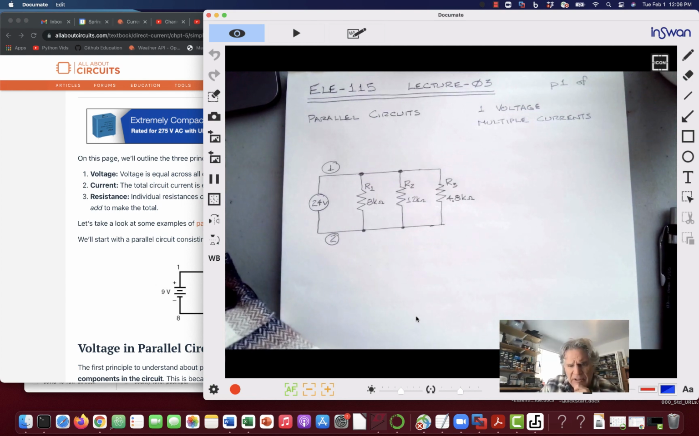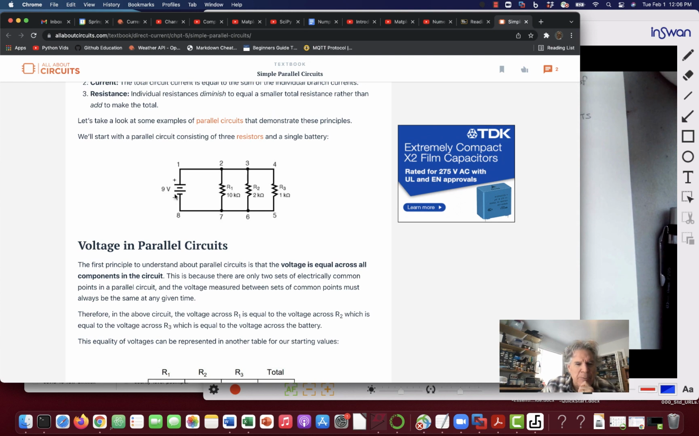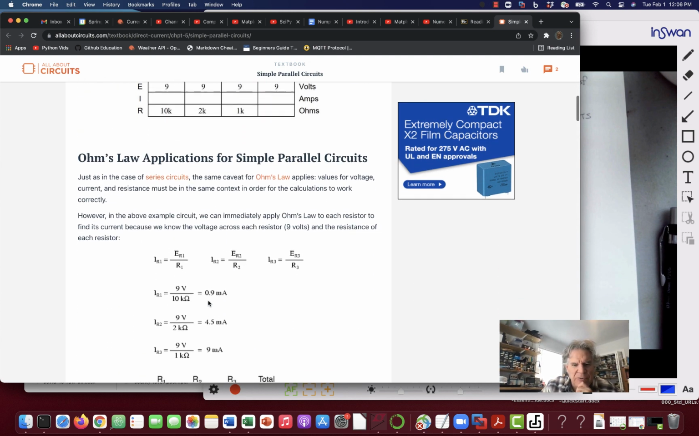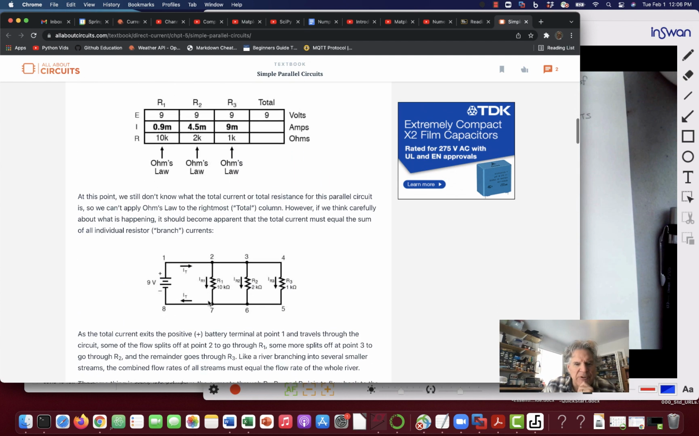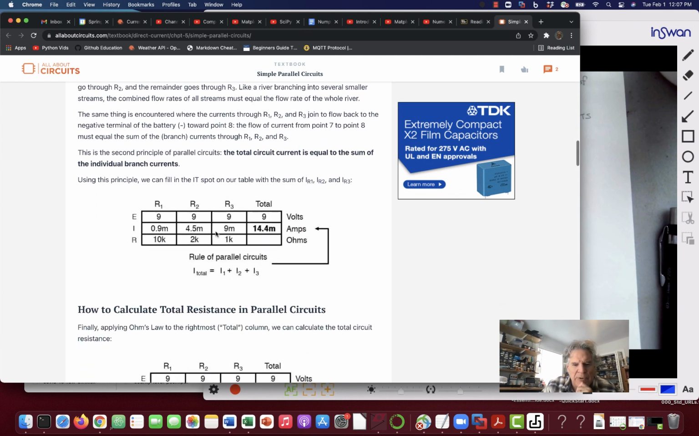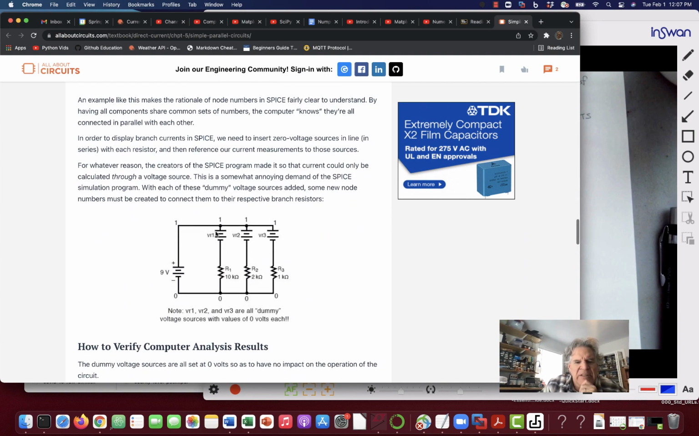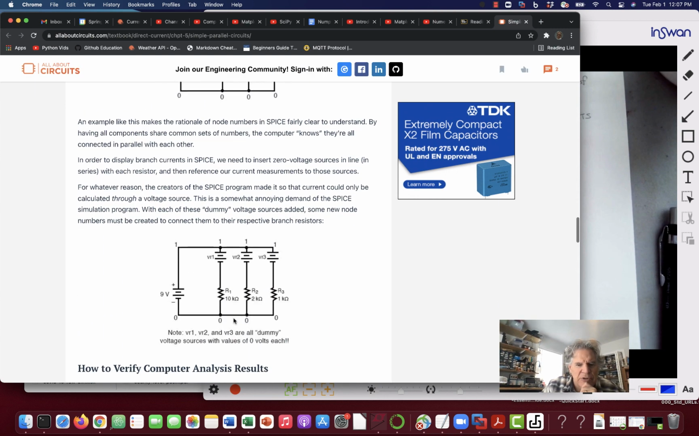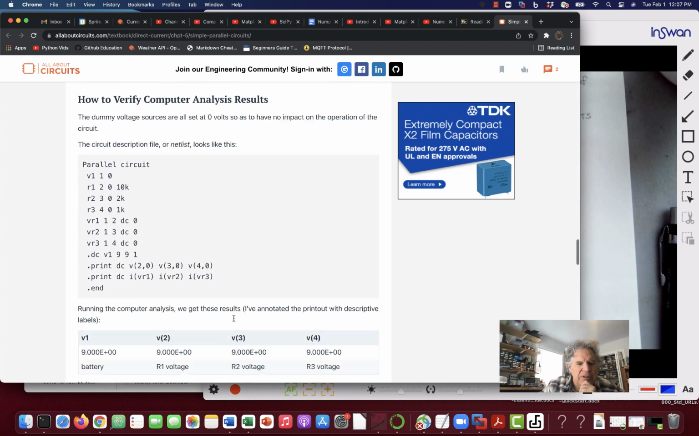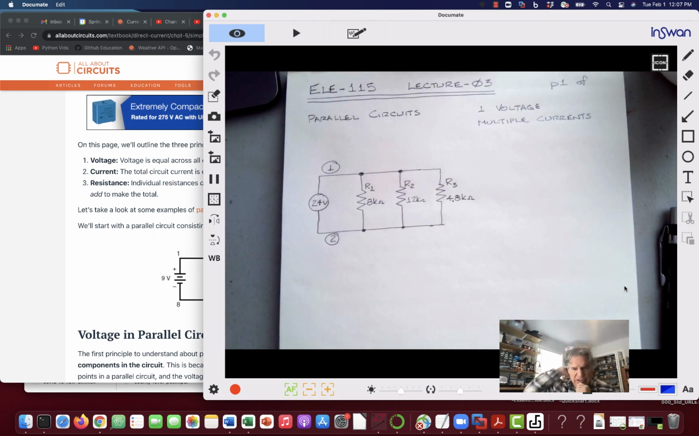there's a link in the regular Blackboard site that leads to this guy over here, and there's a circuit here which they solve using Ohm's law. Simple parallel circuits. They have this table method, which is not too shabby. I think that's not a bad way to solve circuits. Well, I don't know what they're doing down here. It looks interesting, but let's take a look at our circuit right here.